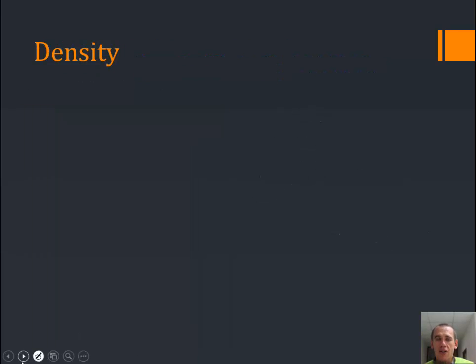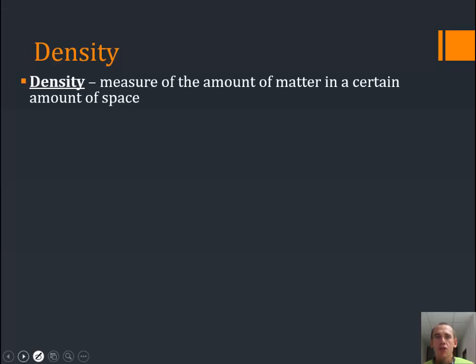Now, I can compare the amount of matter in something to the amount of volume it takes up, and when we do that, we get a measure called density. So it's telling me how much matter is in a certain amount of space. And this is a pretty characteristic measure. Lots of different matters have their own different densities.